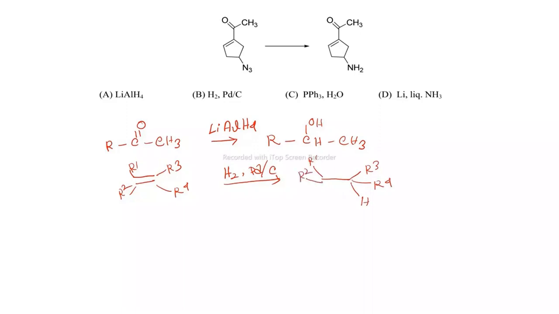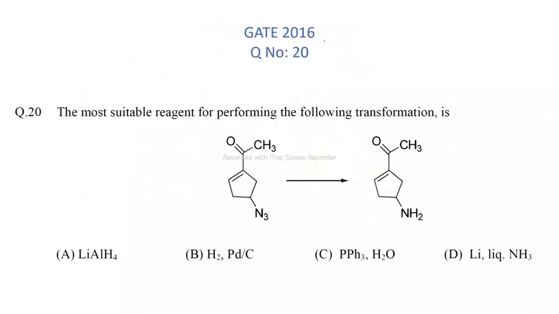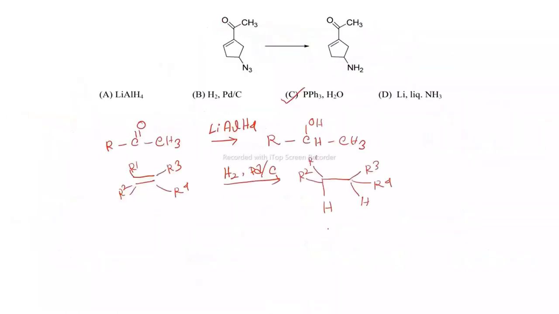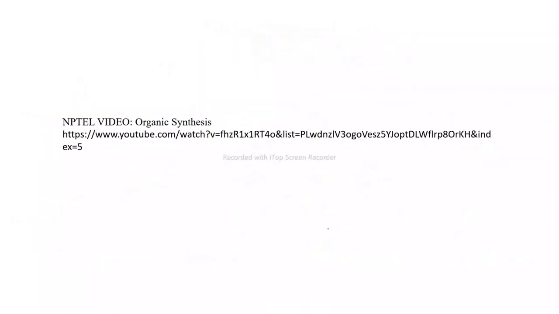So, to perform only azide to amine, the PPh3 and water is good, because that time no reaction will happen here. And in presence of lithium in liquid ammonia, that time this double bond will be reduced. So our correct option will be option number C. For more information, you can watch this NPTEL video. Thank you.